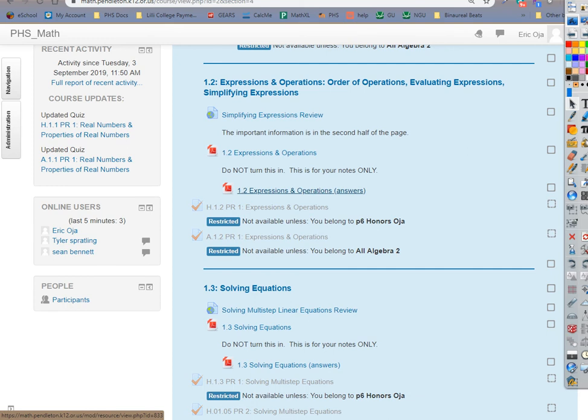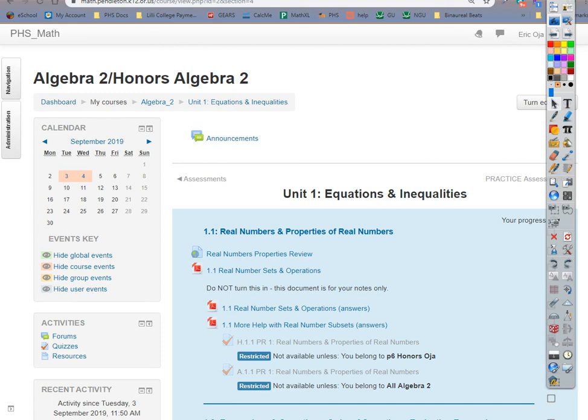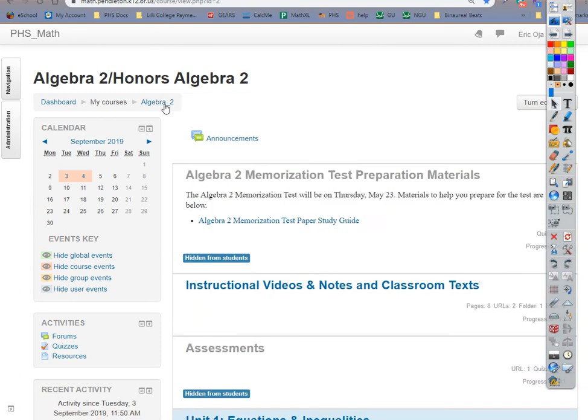And then what about the last part? The instructional notes and videos. So you go back to the Algebra 2 page. Oh, you see how I did that, by the way? At the top, you can always see this breadcrumb trail of all the places where you are. So you're in the Moodle, inside the dashboard, you're in My Courses, and you're in Algebra 2. You can always, if you just click back on that Algebra 2, that's the quickest way to get back to the Algebra 2 homepage. Okay?